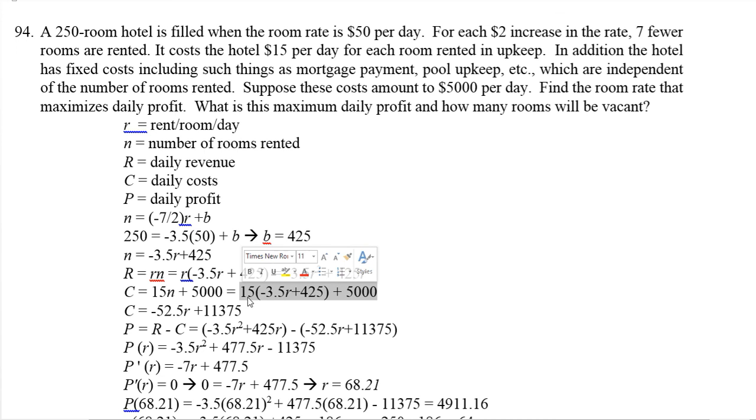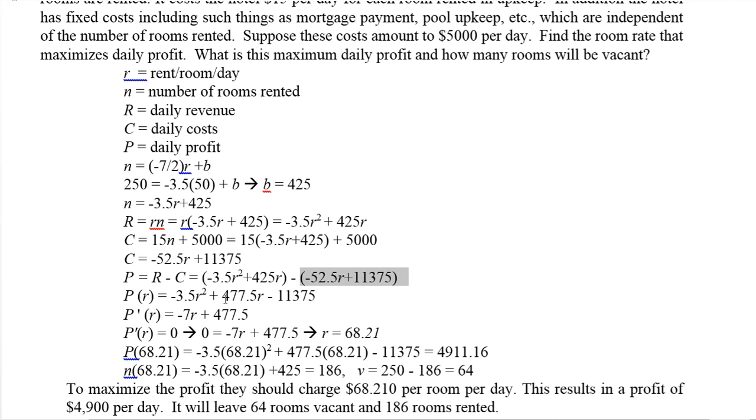Okay, so that's our whole formula. Distribute, combine like terms, we get this nice little linear function of C as a function of r. Now we have everything in terms of little r, the rental rate. There's the revenue right there in terms of little r, and there's the cost right there. So now we can find the profit, which is revenue minus cost. Distribute the negative, combine like terms, and we get this nice little quadratic expression for the profit as a function of the rental rate.